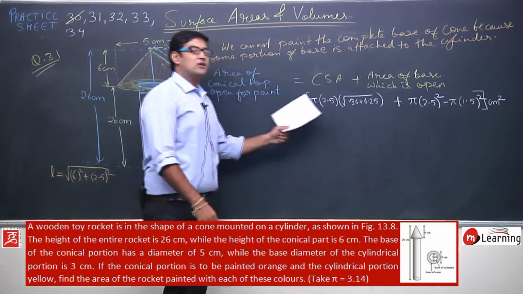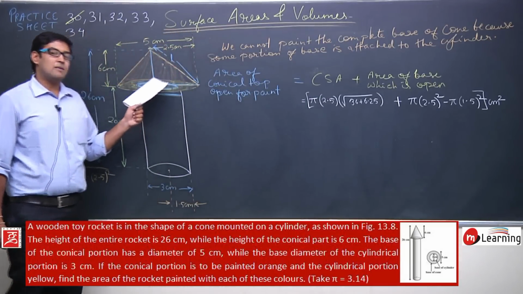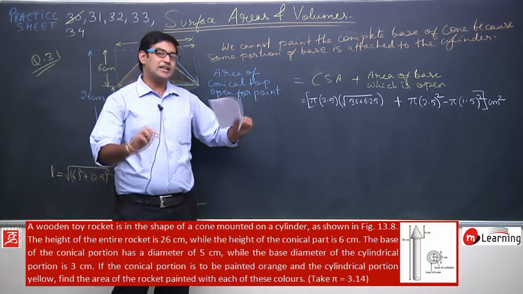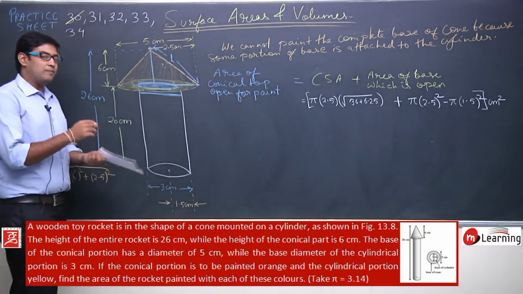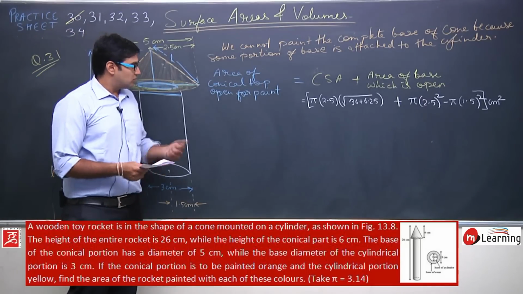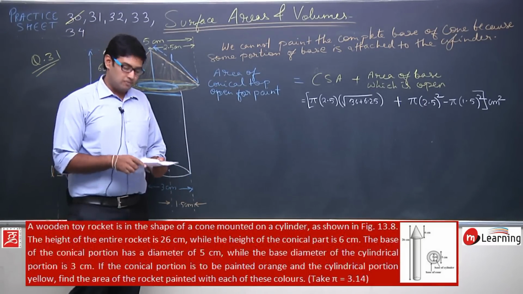This is the area of the conical top which can be painted. I can paint only this area, okay. I cannot paint any other area of this conical top. I cannot paint the area which is covered by the cylinder, okay. So we have calculated the area of conical top.